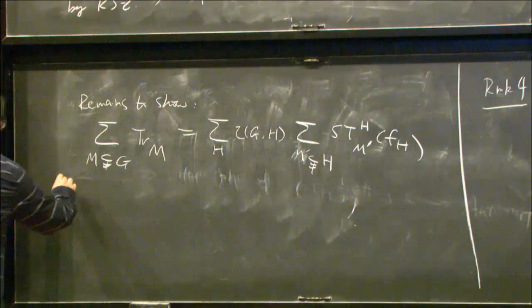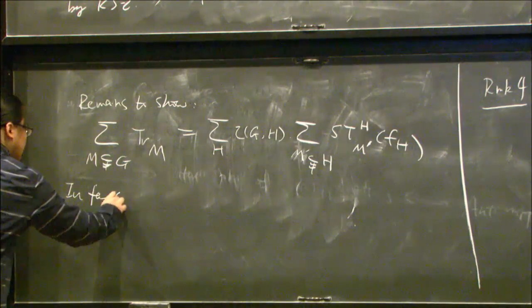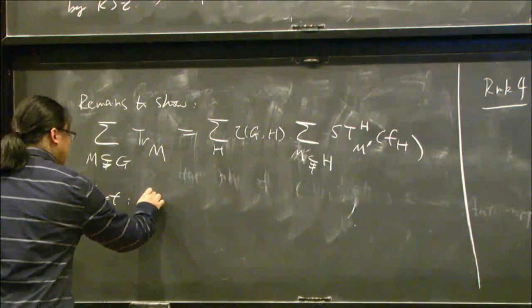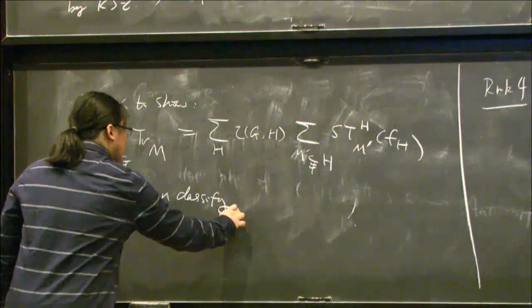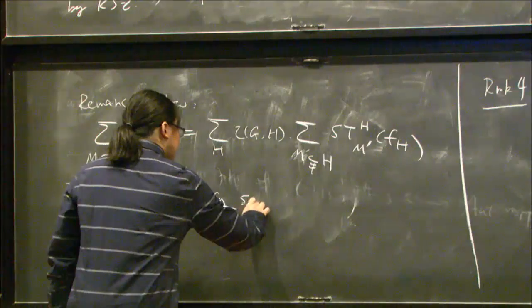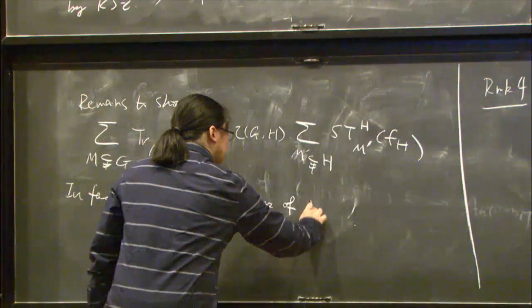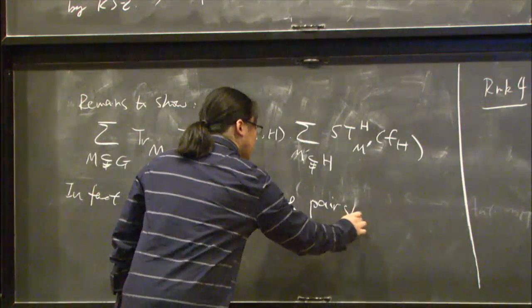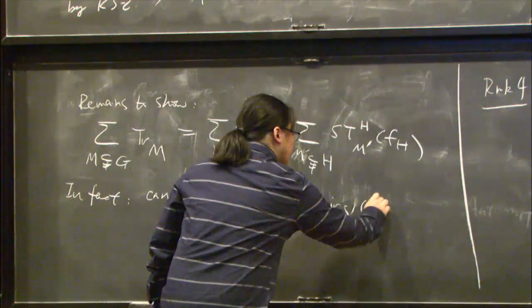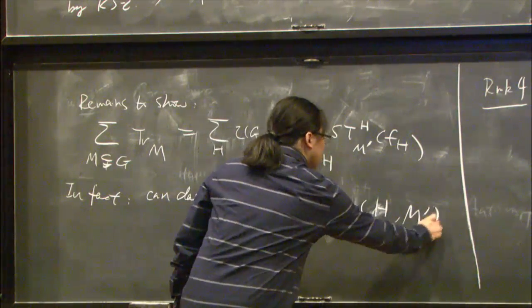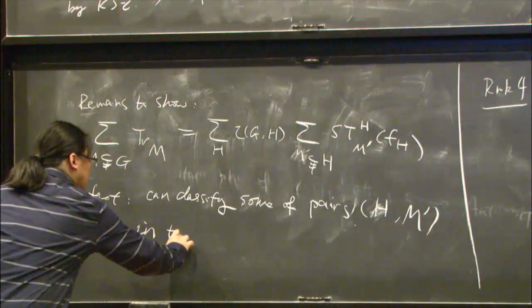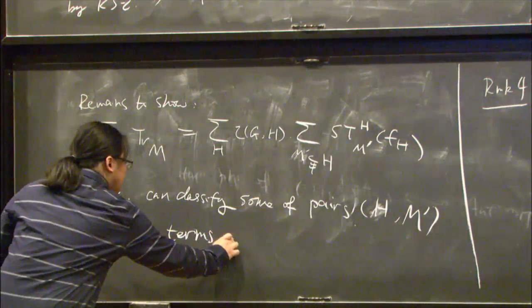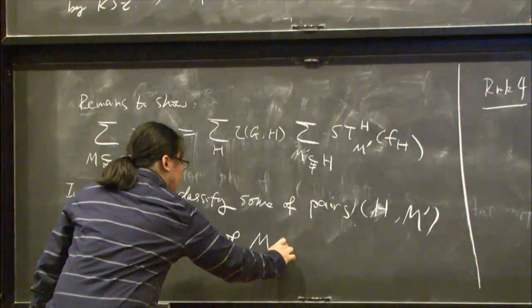Okay, so in fact, we can classify some of the pairs H and M' in terms of Levi subgroups M of G.